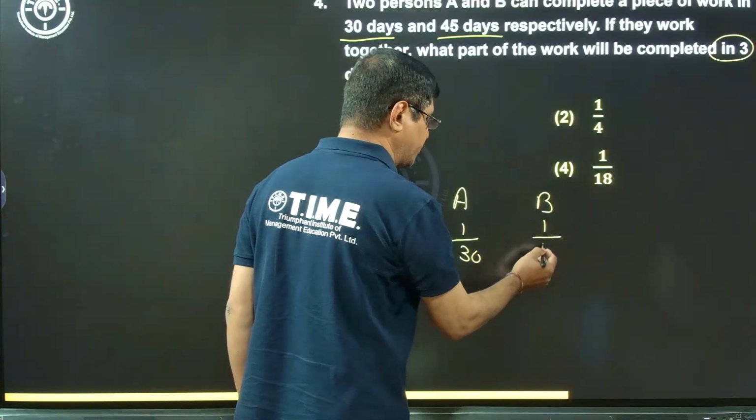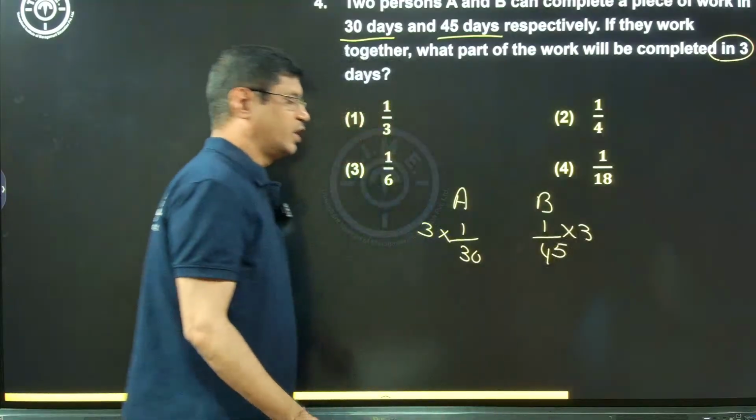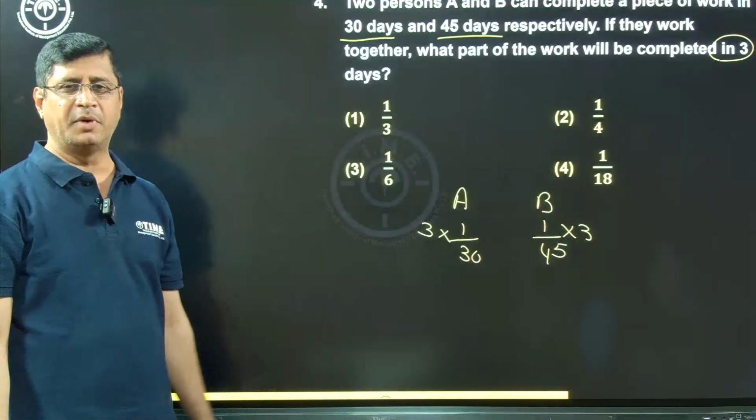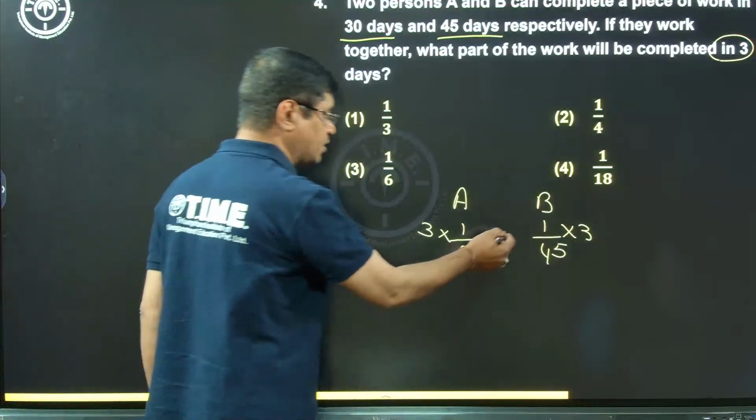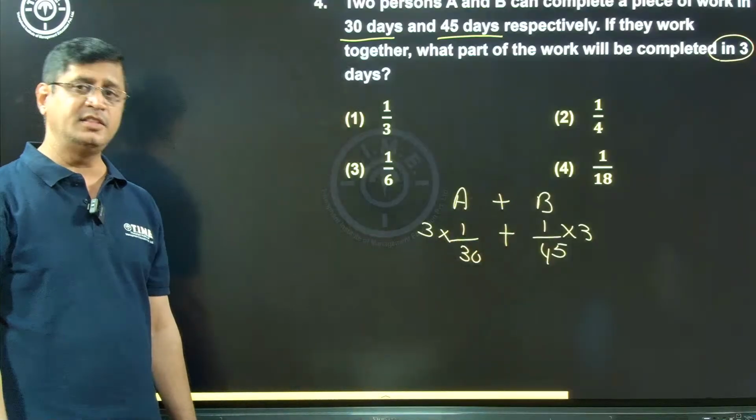What about B? B in 1 day can finish 1/45. Worked for 3 days. So, what part of the work is completed? 3/45. Now, what part of the work is completed by these two, A and B, in these 3 days?